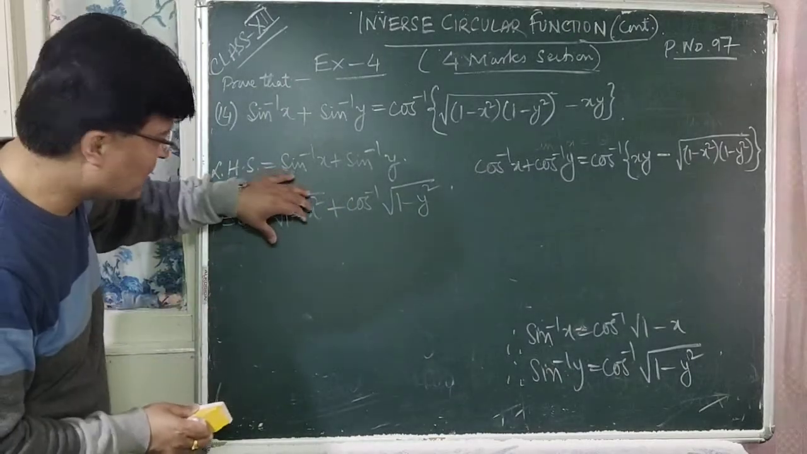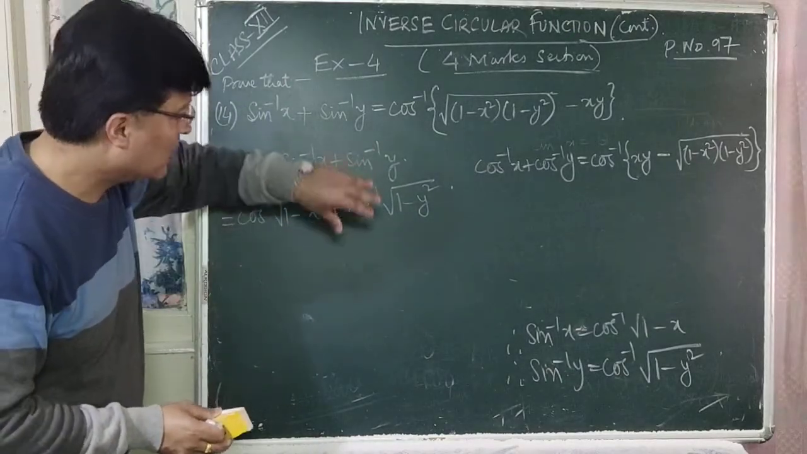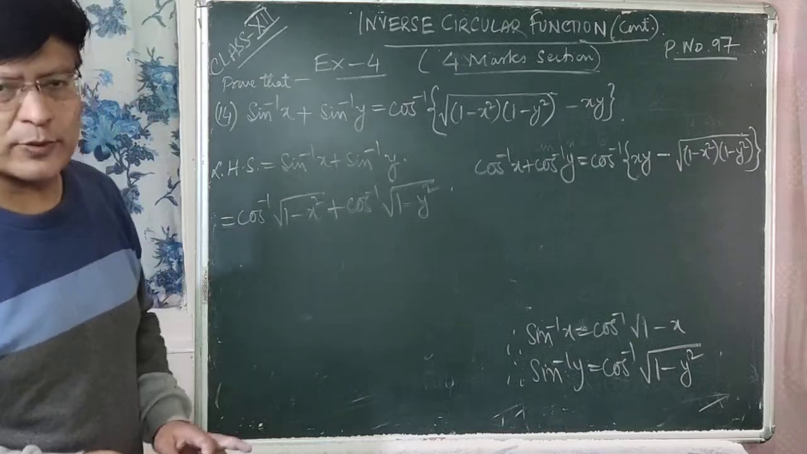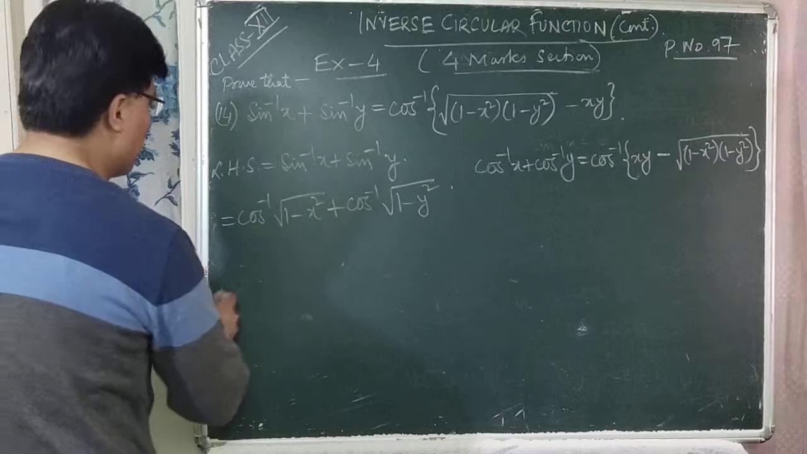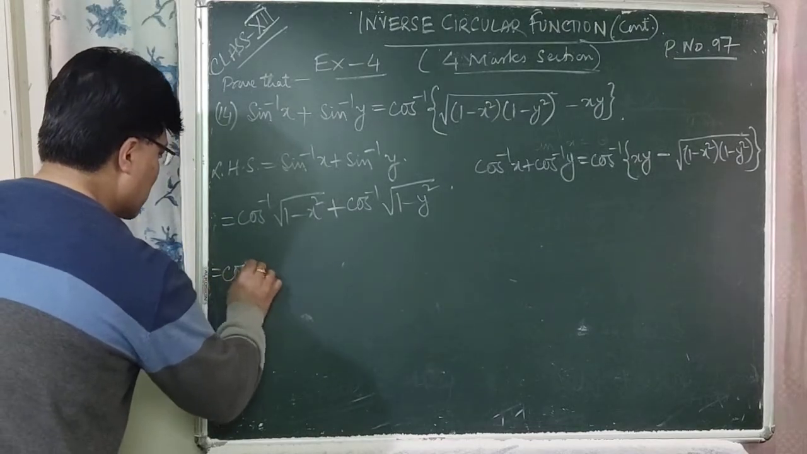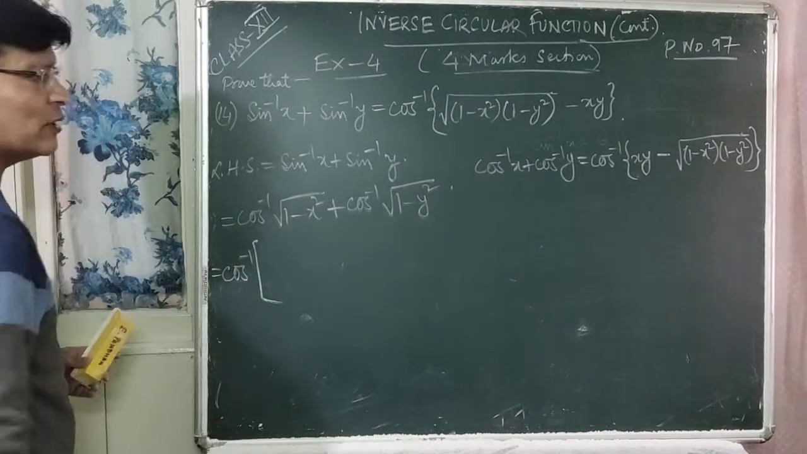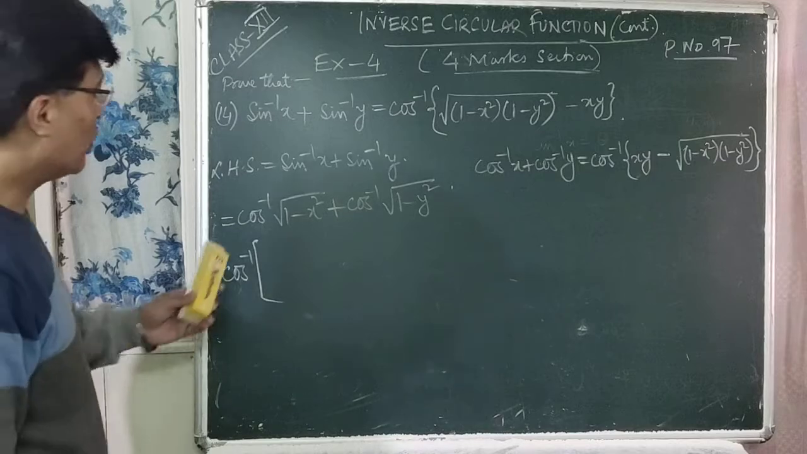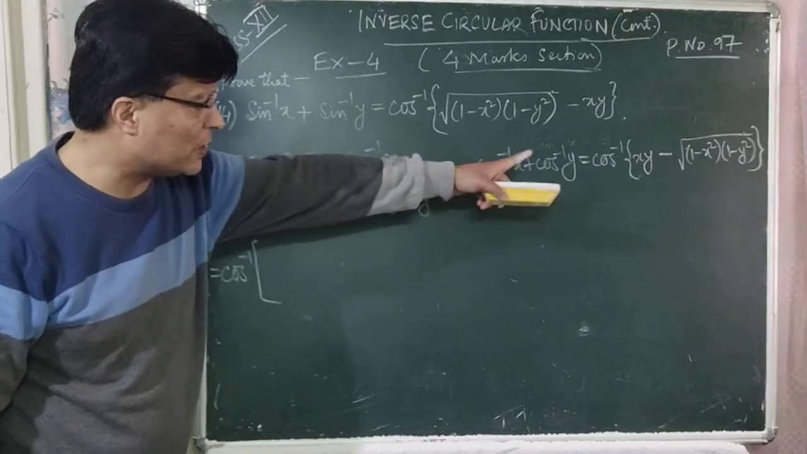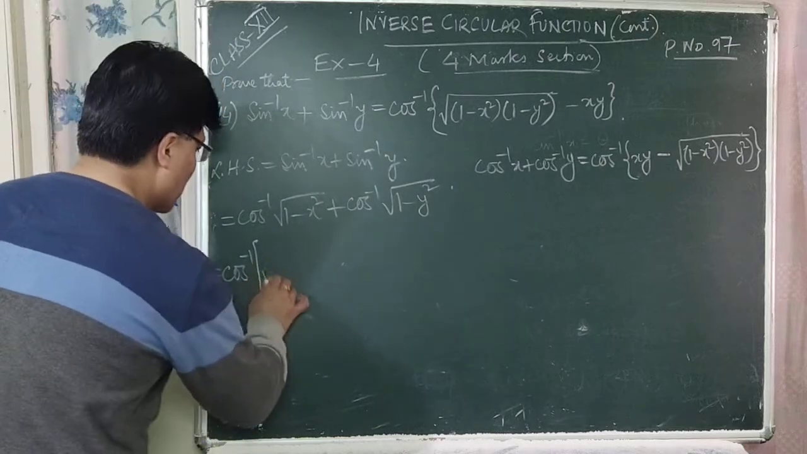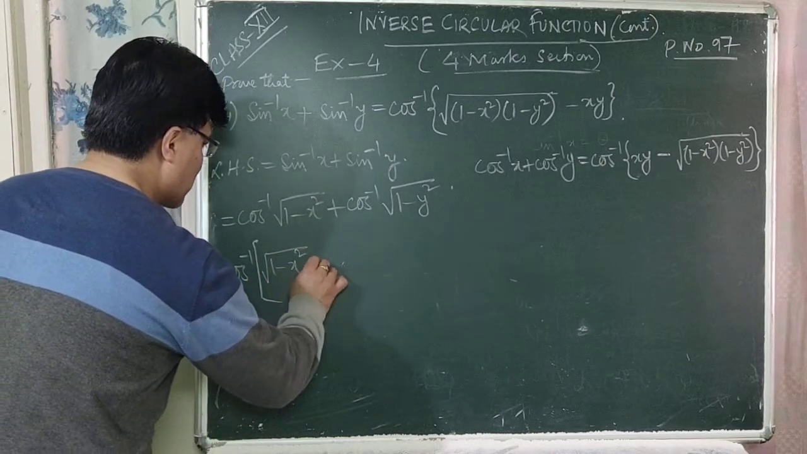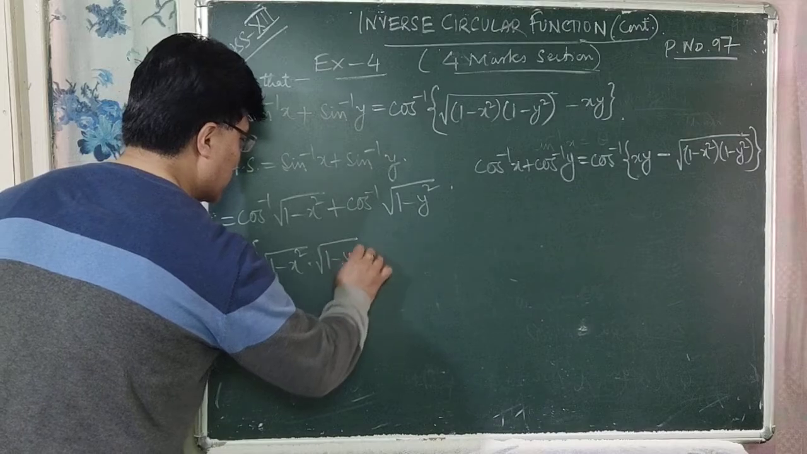So instead of x, there is root under 1 minus x square. Instead of y, there is root under 1 minus y square. So use that formula now, right? So let us use the formula here. Is equal to cos inverse. Now write it within third bracket. What is x into y here? Actually there is xy. X is this one and y is that one. So root over 1 minus x square into root over 1 minus y square.